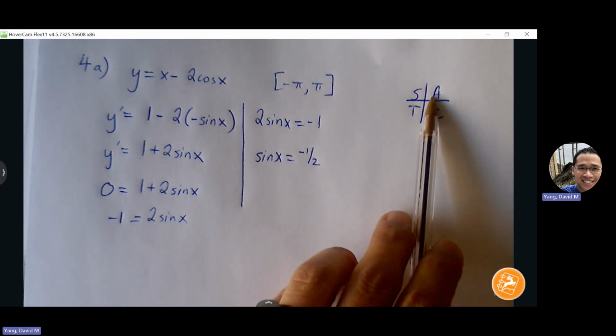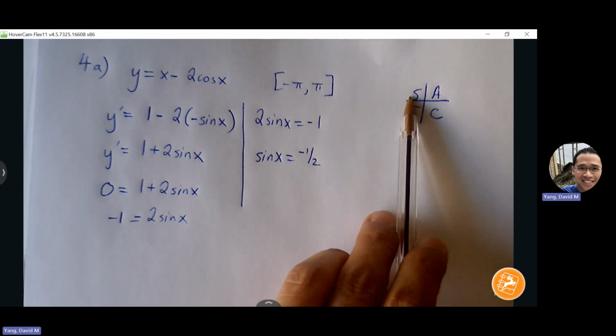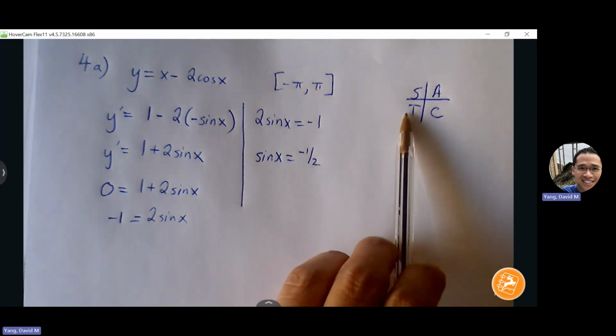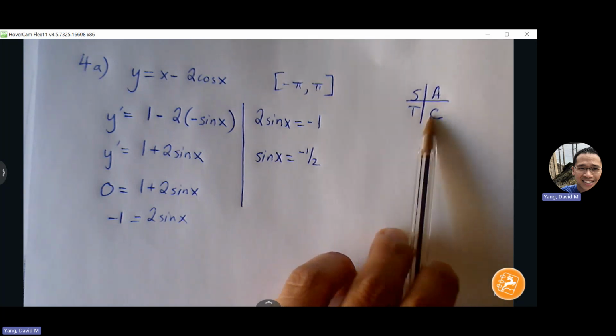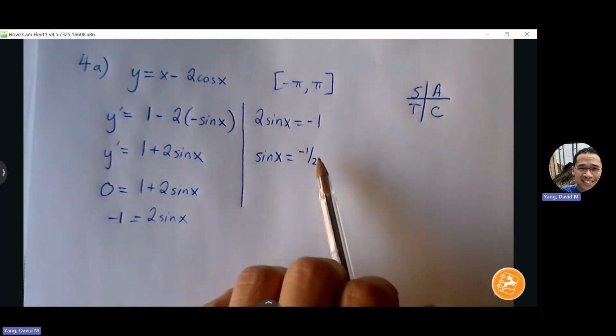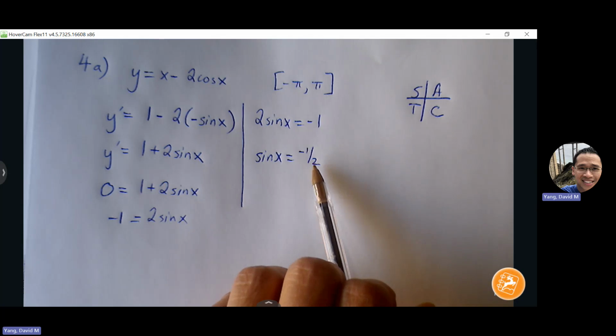Third and fourth, right? We know this acronym here: all trig functions are positive here, only sine is positive here, only tangent is positive here, only cosine is positive here. So third and fourth quadrant will be where sine will be negative, right?